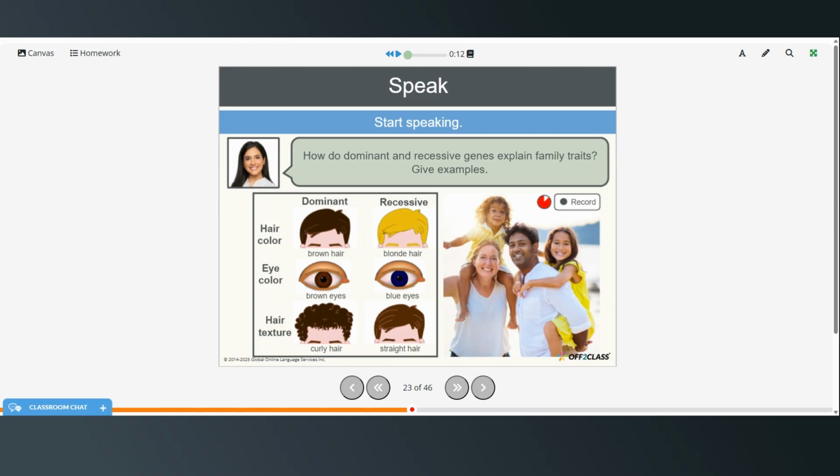All right, you can study the picture and then pause the video and speak your answer aloud and then restart the video when you're ready to continue.